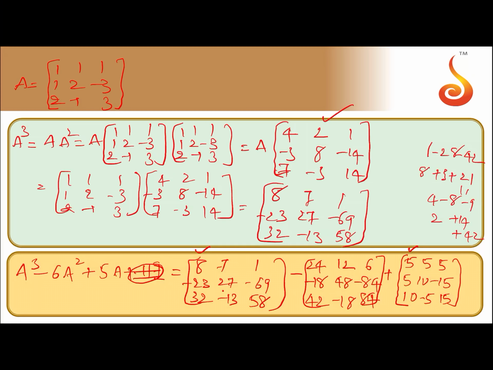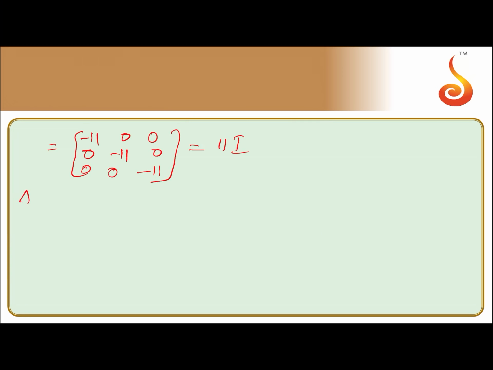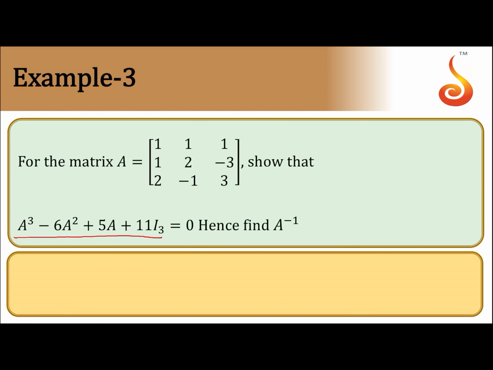You got it. So you got A cube minus 6A square plus 5A is equal to minus 11I. Bring it to the left hand side, you'll be getting plus 11 times of I is equal to 0. We got the condition.